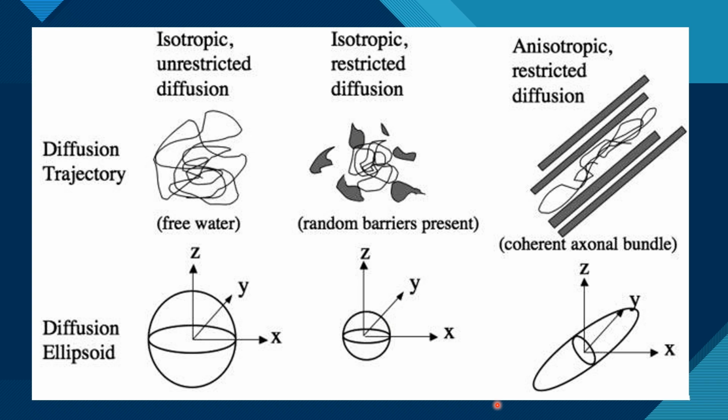Our third example is where there is a coherent restriction of diffusion, such as in the axonal bundle, and this is the anisotropic restricted diffusion. This will turn the spherical ellipsoid into a somewhat elongated or oblong ellipsoid. This occurs because diffusion is relatively facilitated in a certain direction, however, it is restricted in the other.